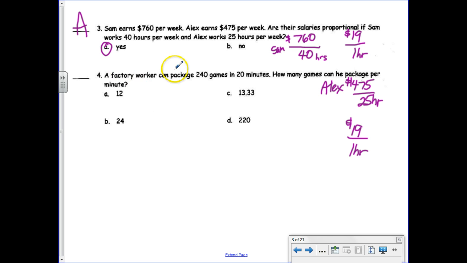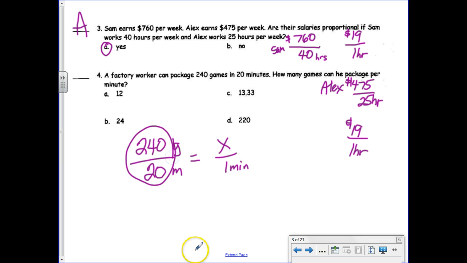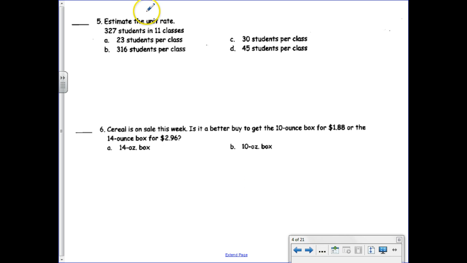Number 4, a factory worker can package 240 games in 20 minutes. How many can he package per minute? So this is just asking me, take these two and divide. 240 games, 20 minutes is how many games in 1 minute? You know, you can either cross multiply or just simply unit rates just mean divide those two. And you should get exactly 12, which is A. Now, is it bothering you that you're getting all these A's in a row? Fear not, the next one won't be. Although it does say estimate, okay?